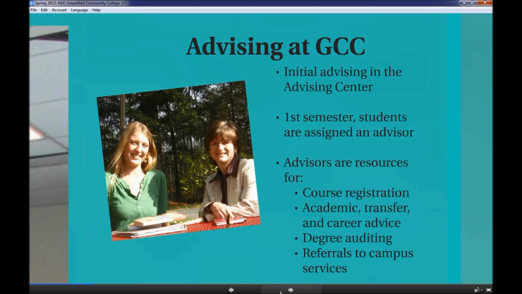Once that first semester begins, everybody should have an advisor assigned to them, and we'll talk about how you can find that advisor assignment. But the Advising Center is responsible for making those assignments, and it's also the place you would go to change that advisor assignment. Advisors are great resources. You can always use them for course registration, and that's probably the most common reason that many students work with their advisors, but they're also a great resource to discuss transfer to other institutions, to discuss career advice, to review your degree audit, which is a very common thing that students should be mindful of, and they can also help you make referrals to other campus resources.